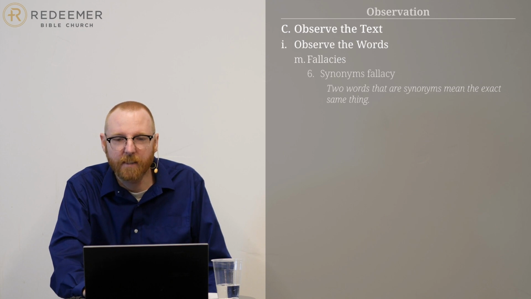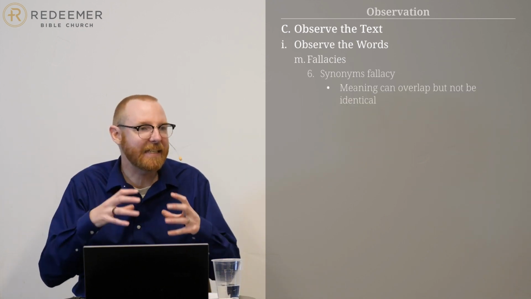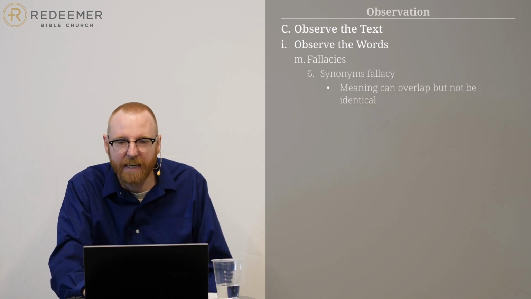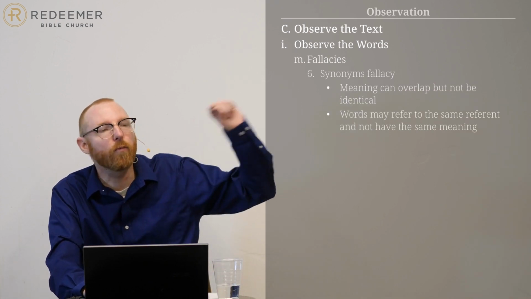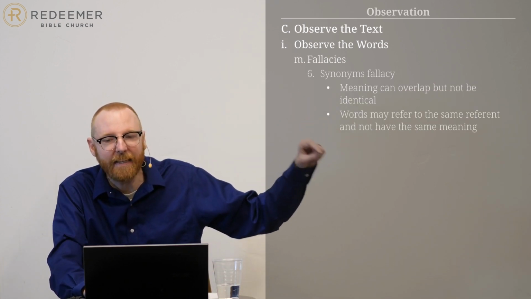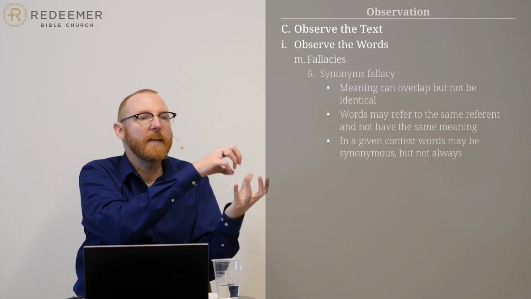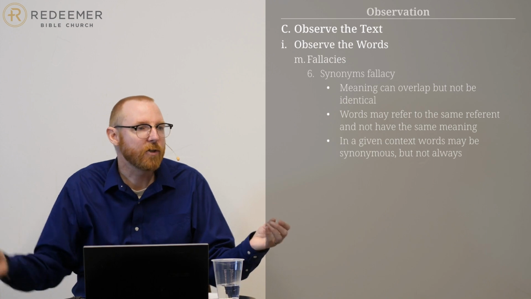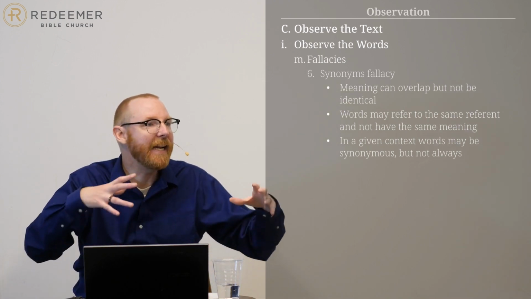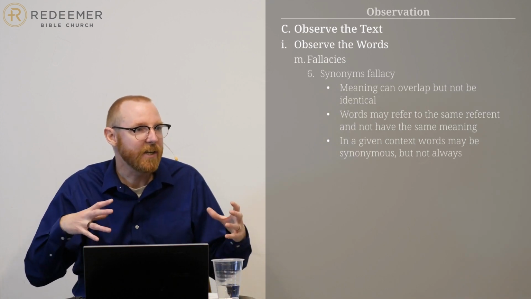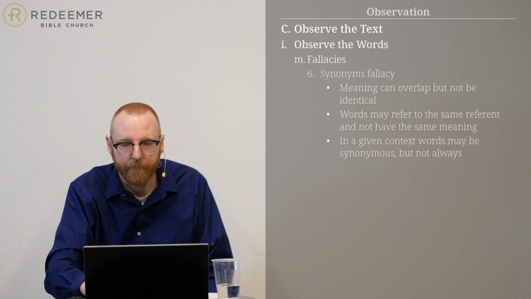Just because words are synonyms doesn't mean they always mean the exact same thing. Synonyms can overlap but not be identical. They could have the same referent but not mean the same thing. I'm going to get to that in just a second. And they could be synonymous in one context but not in another. So going back to your example, Diana, of bleeding and running, like garments, they can be synonymous here, but in another verse, they don't mean the same thing.